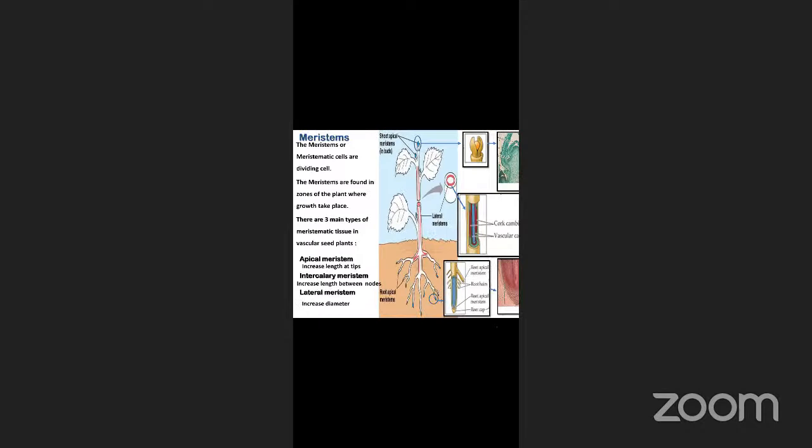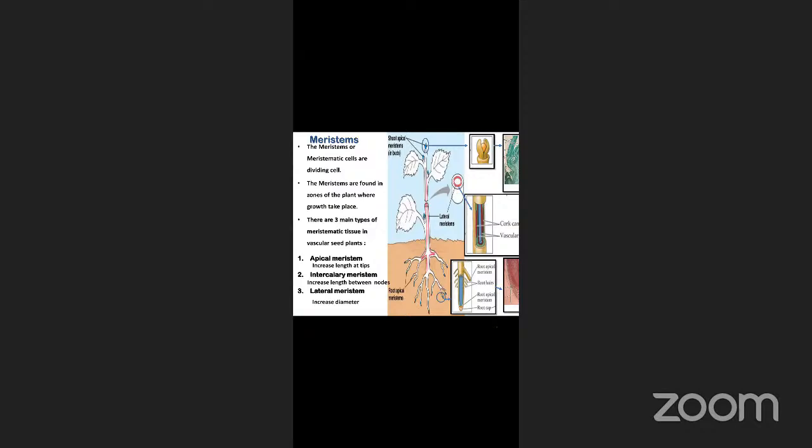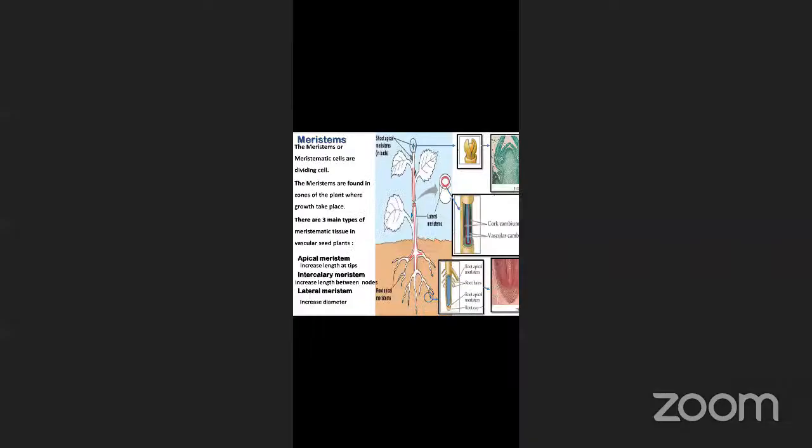Next, lateral meristem. The main function of lateral meristem is to increase the diameter of the stem. That is the main effect of this meristem, that is lateral meristem. The main function is to increase the diameter, so the size increases.